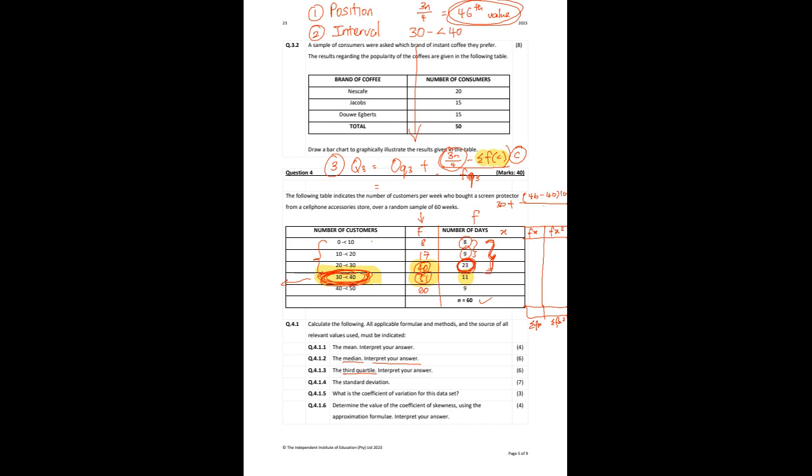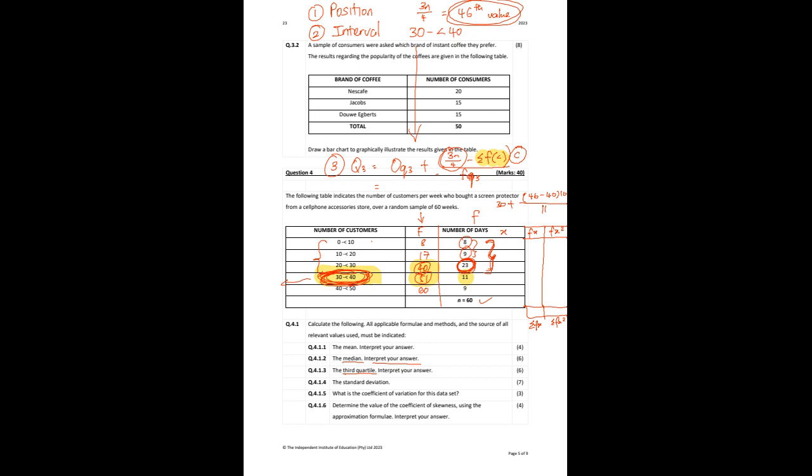And again, it's interpreted in the same way that it would have been interpreted under your ungrouped data. So it's just about saying 75% of the time, the number of customers is below this, or the upper 25%. You can say it in either direction. So this is your third quartile.